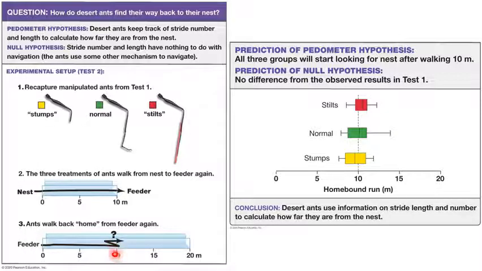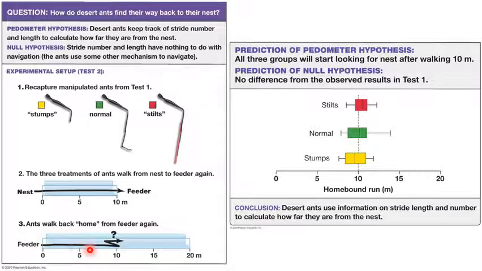So they were doing kind of a normal calculation. They knew their stride length, they knew presumably the number of strides they had taken, and they were able to use that to calculate when to or how to start zigzagging when they were 10 meters out from the nest. In the previous experiment, the other ants had their stride length manipulated, but they didn't really realize that, so they went either too far or not far enough.